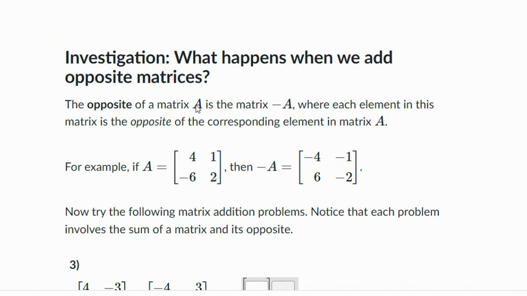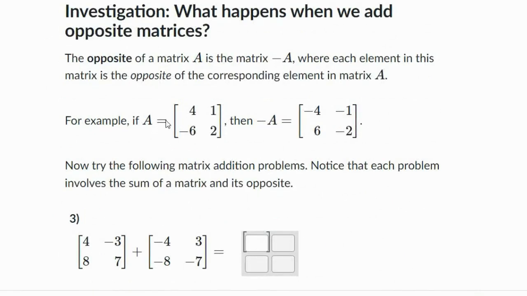The opposite of matrix A is the matrix negative A, where each element is the opposite of the element in matrix A. So, for example, if A is 4, 1, negative 6, 2, then negative A would be negative 4, negative 1, positive 6, negative 2. Same numbers, just the sign is the opposite.